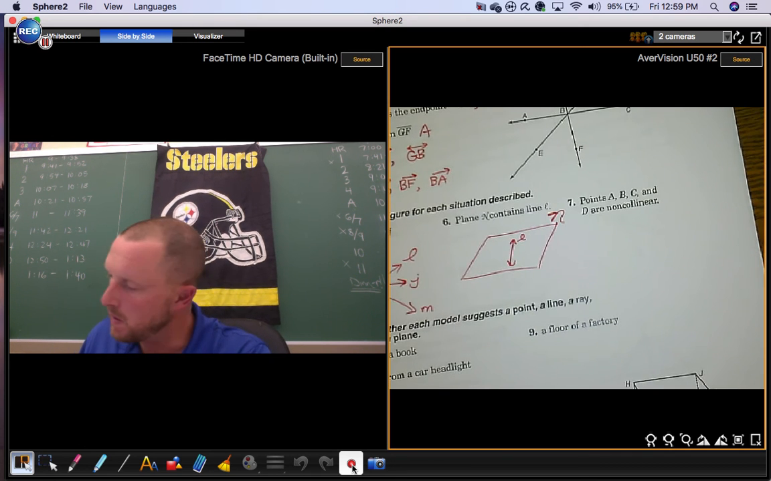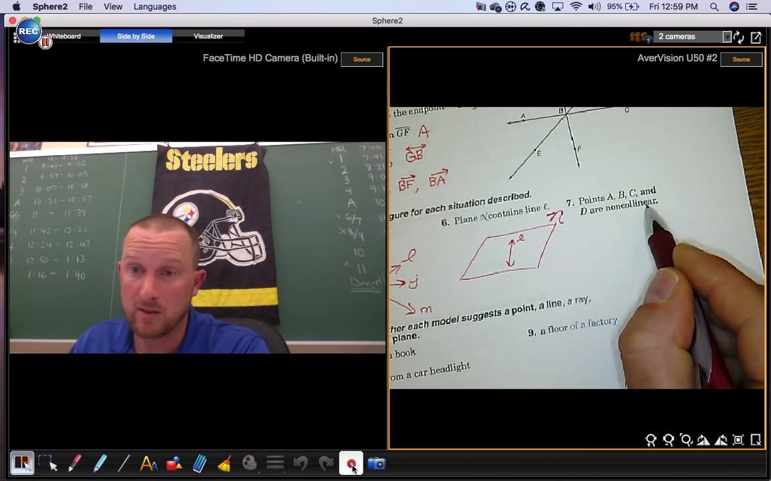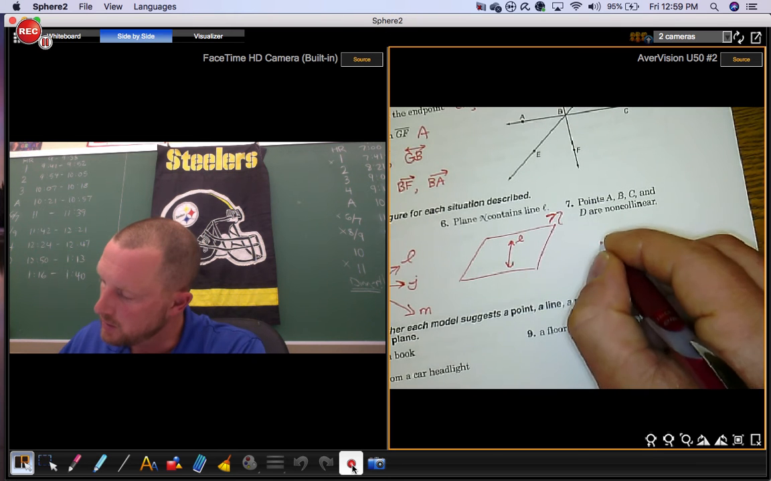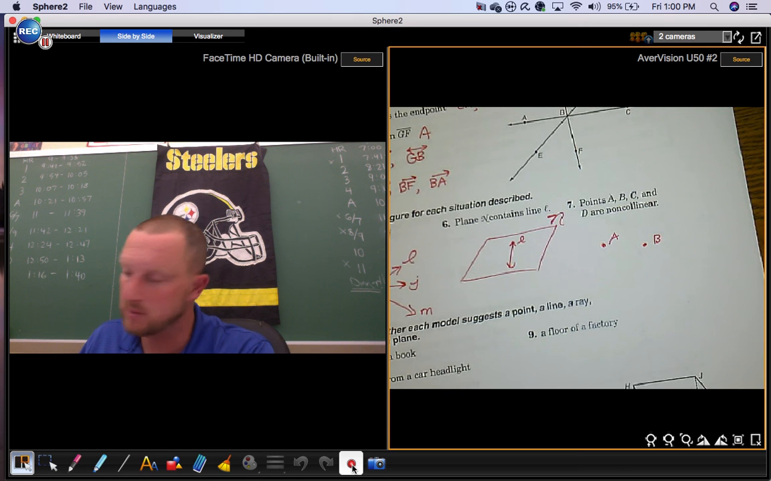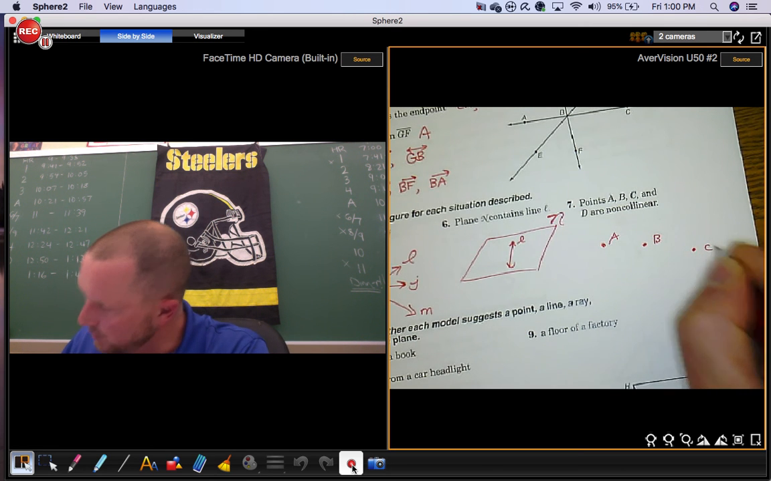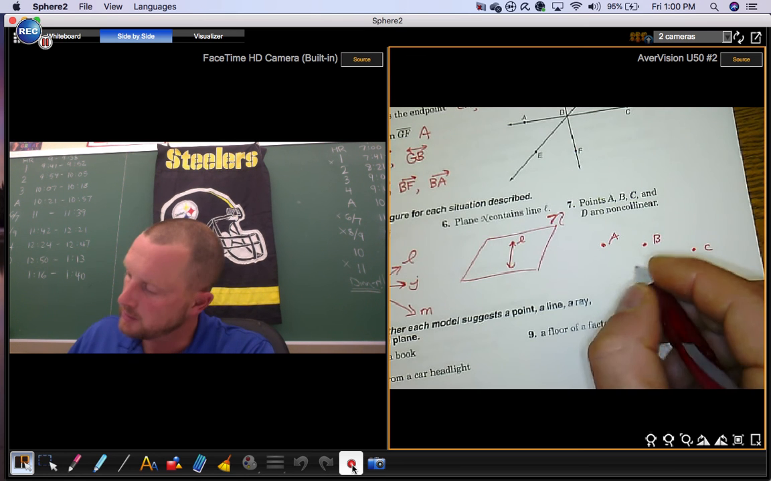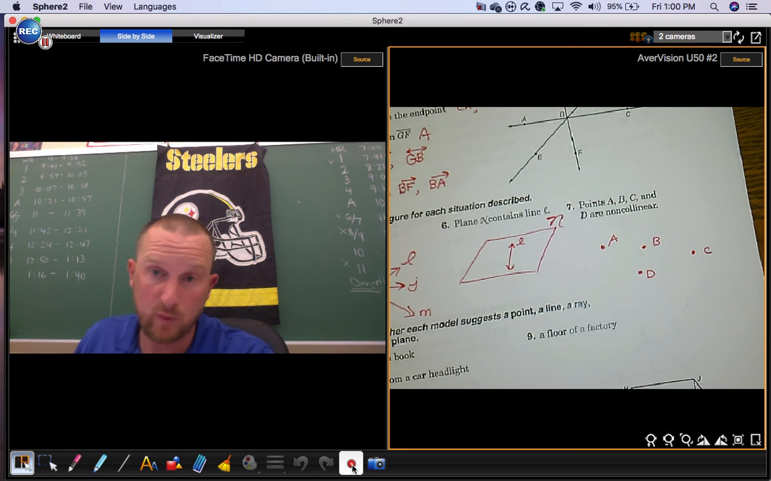Number 7, points A, B, C, and D are non-collinear. What that means is they're not in a line. Collinear means they form a line, or could form a line, so non-collinear is obviously the opposite. So A, B, those can form a line. I will even put C over there somewhere where it looks like A, B, and C form a line, but then I'm going to make sure D is somewhere else where you can't connect all four of them with one line.